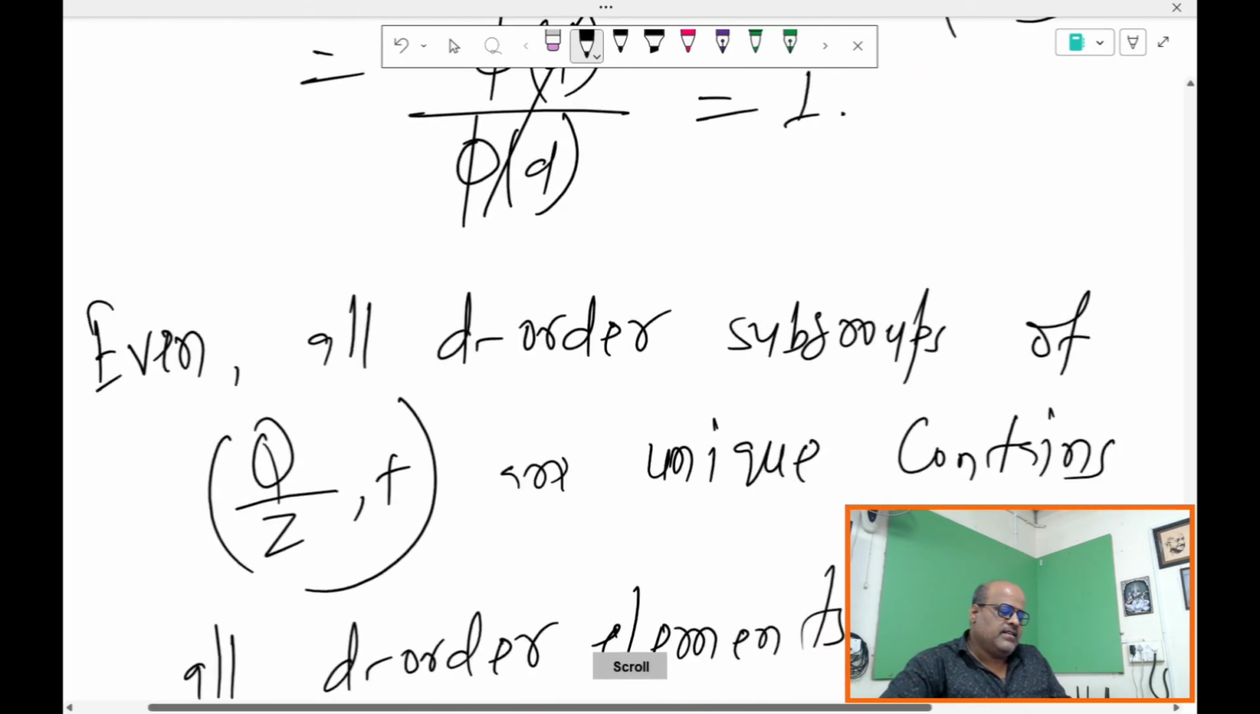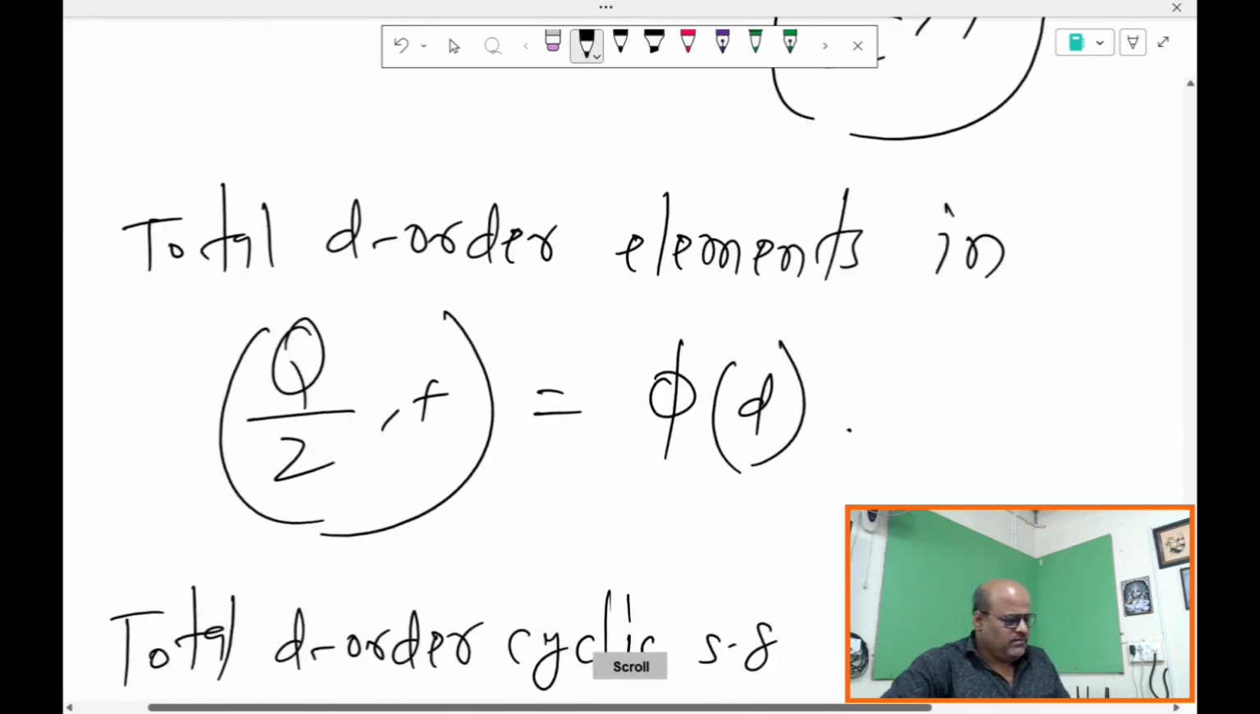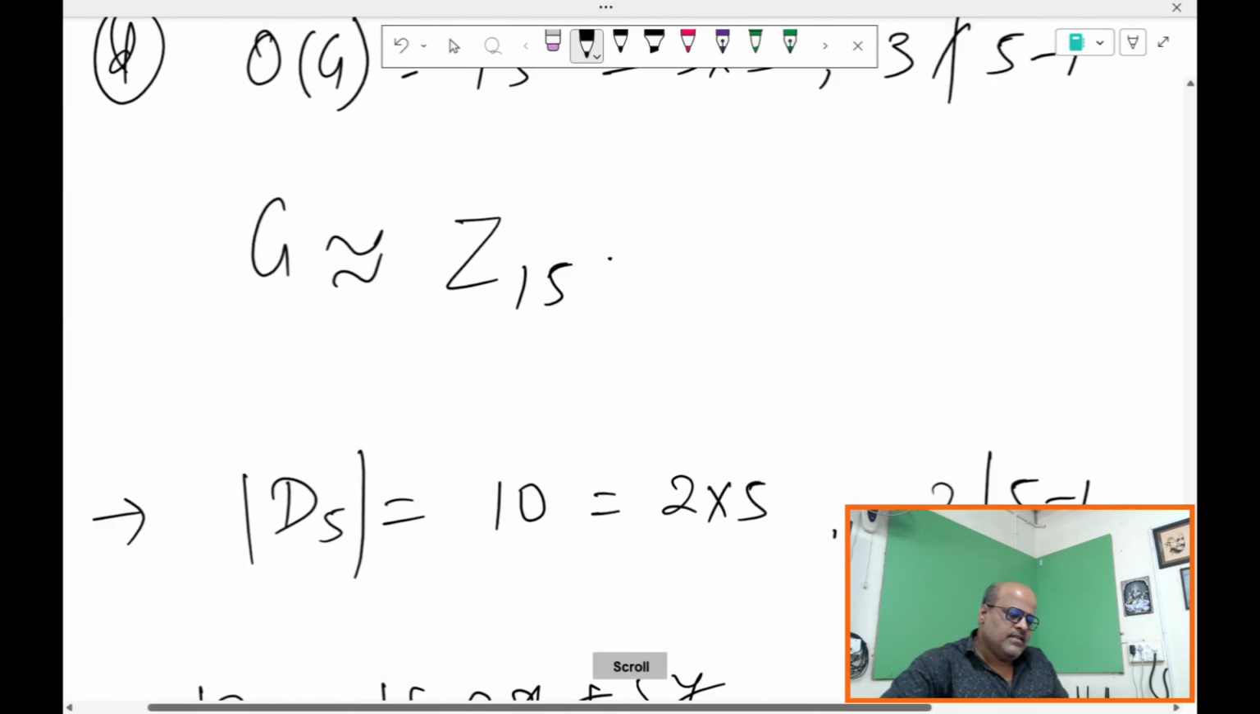Okay, right. Q by Z I gave from here. You can find R by Z, C by Z. Possible or not? This you can think. Okay, right, enough.